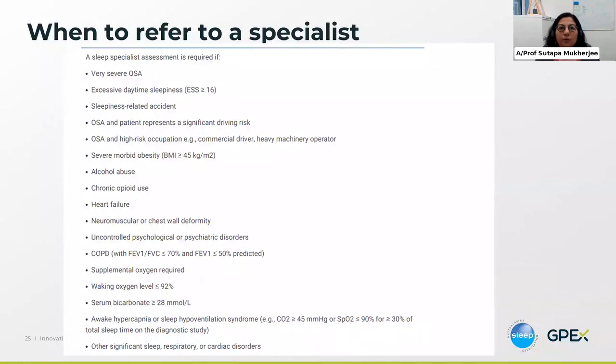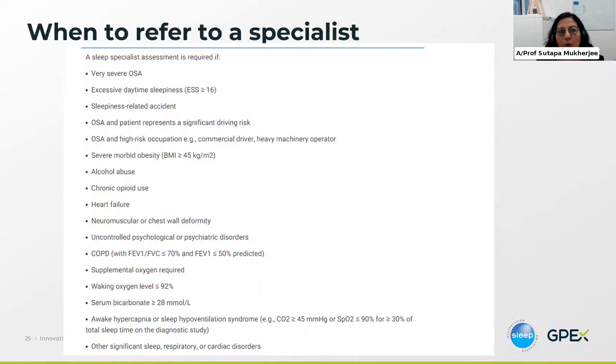And what about when to refer to a specialist? So this is straight from the guideline, and I think it's a reasonable summary. If someone's got very severe sleep apnea, if they're still sleepy, if they've had a motor vehicle accident, if they are in a high risk occupation like a commercial driver, if their BMI is more than 45, if there's alcohol abuse, opioids. So opioids will cause sleep disordered breathing. It can often be central sleep apnea rather than obstructive sleep apnea.